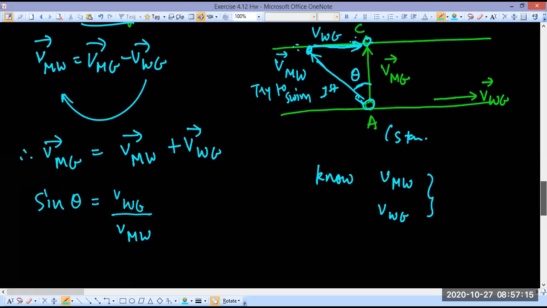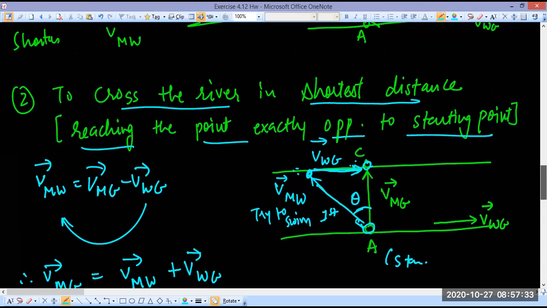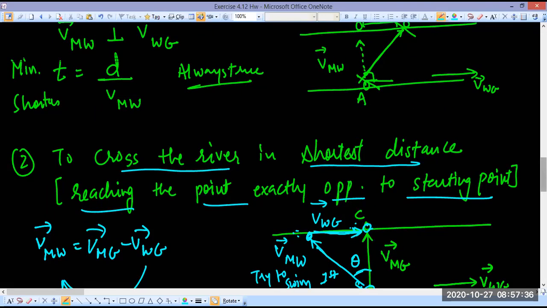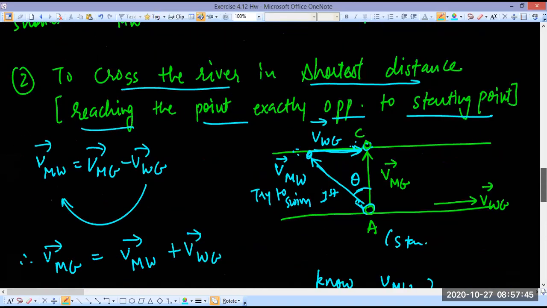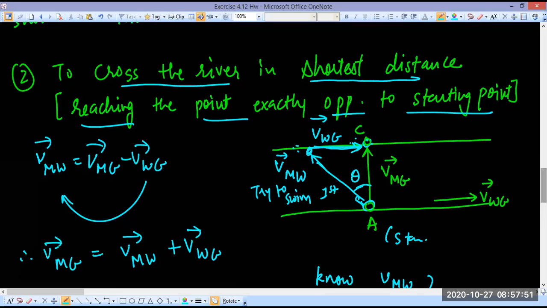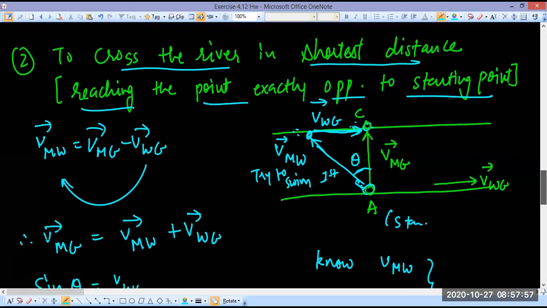So if you do it like this, then you can find the angle at which the person should swim, so that the person will reach a point exactly opposite. Ankita, obviously time taken by man is more in case 2, because like I said, this is the shortest time. The first case is actually the shortest time, not the shortest distance. The second case is the shortest distance, but not the smallest time, right? This second case will take more time, right?